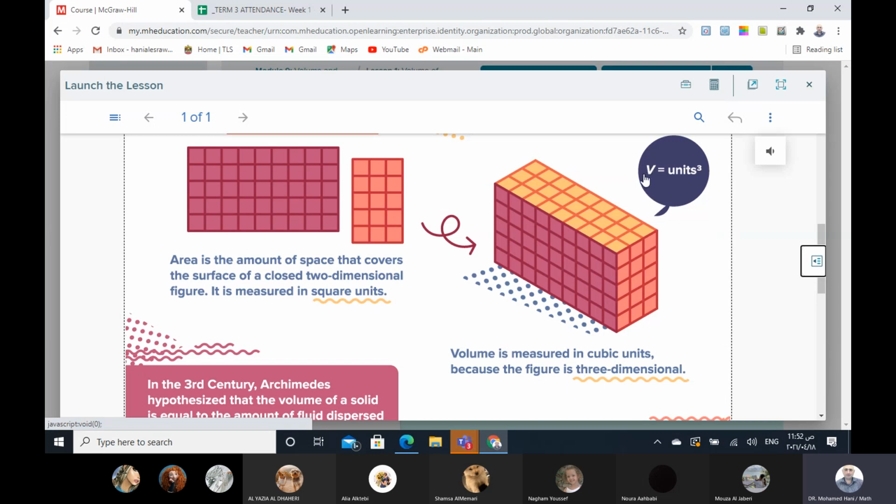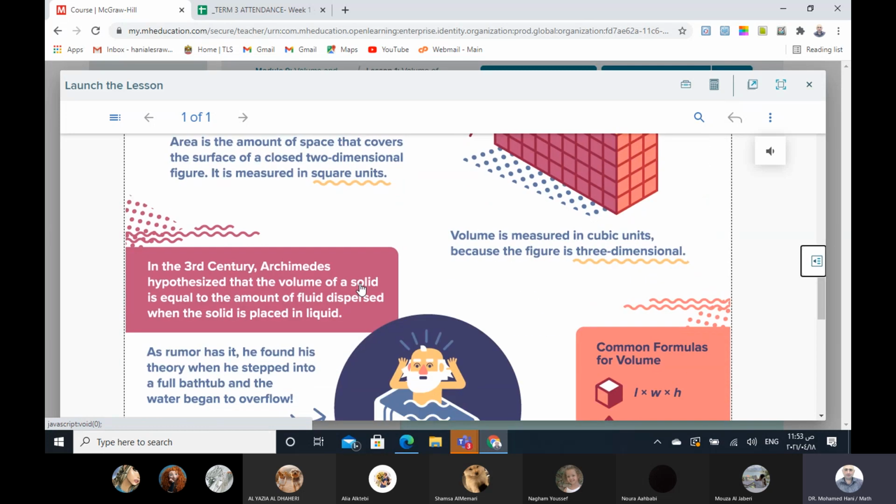As you see, when we want to find the volume, we have three dimensions. We have width and length, and we have the height. So when you have a three-dimensional figure, it means we have the volume, and we measure it using cubed units. And when we have a two-dimensional figure, it means we have the area, and we use square units.